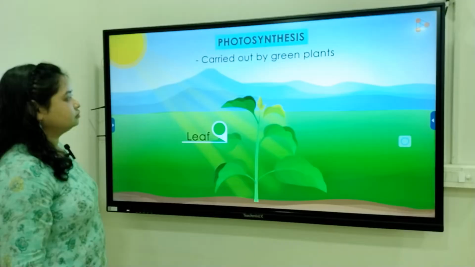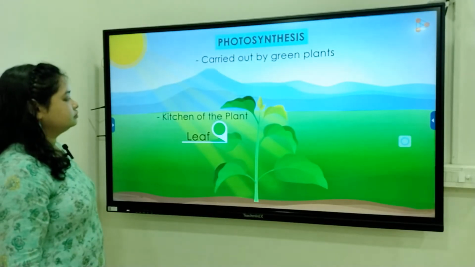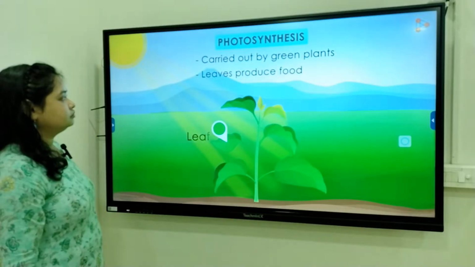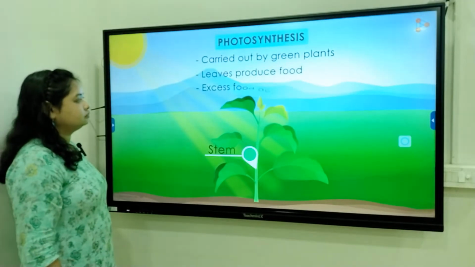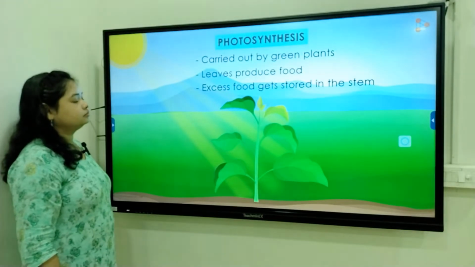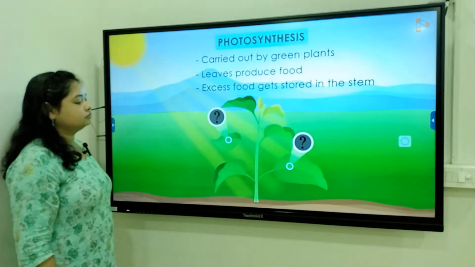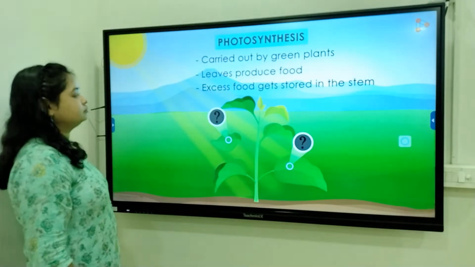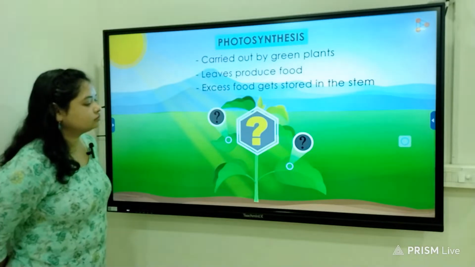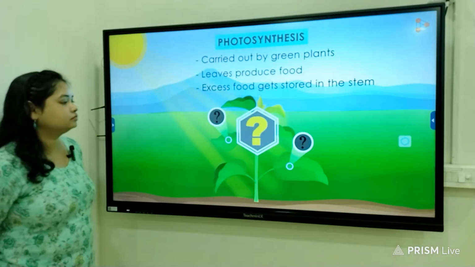Now we know why leaves are referred to as the kitchen of the plant. The leaves produce the food which is utilized by the whole plant. If there is any excess food, it gets stored in the stem of the plant. Now, an obvious question to pop up in our minds is what makes green leaves capable of carrying out this process? What special thing do they possess that other organisms do not have?